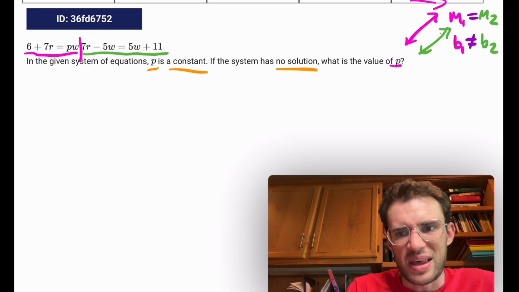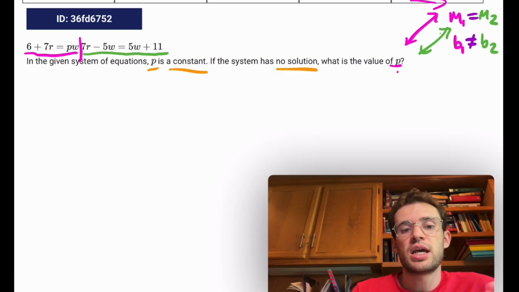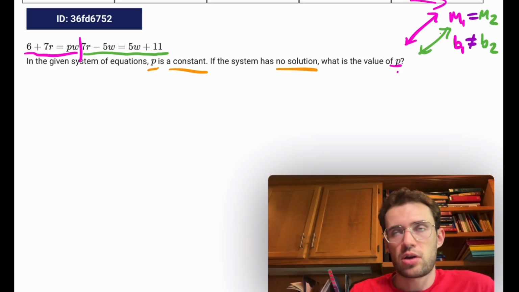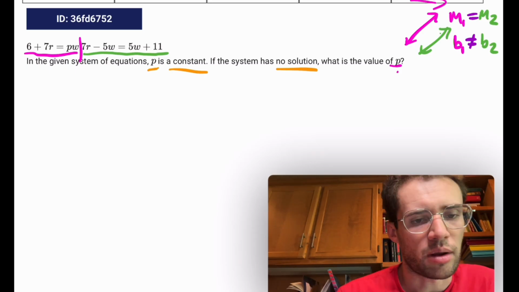So again, p is not a variable, it's a constant. So they have the r and the w on the left side of both equations, and then just a constant on the right side of the equation. And then you can use that to compare the two. If they are the same slope, then there should be a way to make it so the left sides look the same. I'll show you what I mean by that.